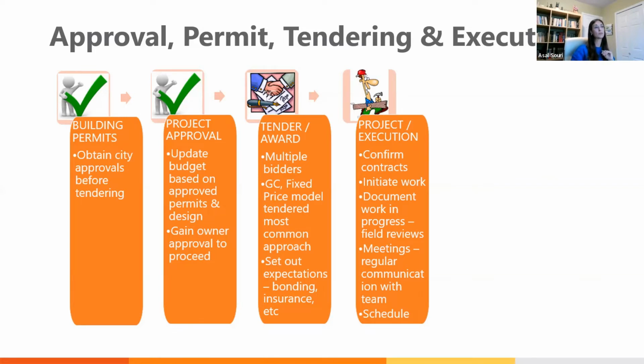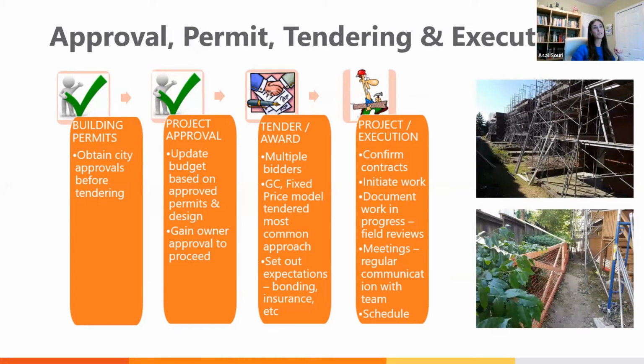And the next is the project execution, including confirming contracts, initial work, documentation during the work, conducting field reviews, meetings, and having regular communication with the whole team, contractors and owners, and making sure the project is on schedule. Just a few examples of the project startup: setting up the scaffolding and tree protection, which is really important for the city inspectors at the very beginning of the job.